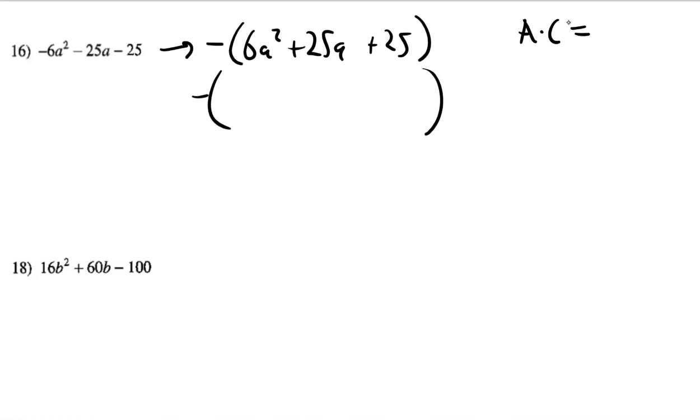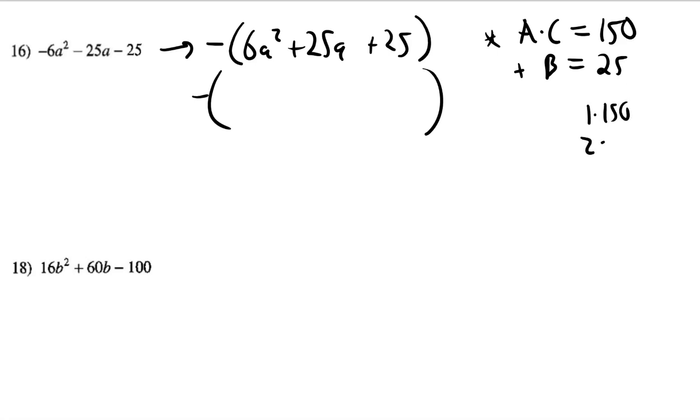So product, what is A times C? You see 25 times 4 is 100, so 25 times 6 would be 150. So I need two numbers that multiply to this, but add up to 25. So if I can't think of that number right away, I honestly just start making a list.